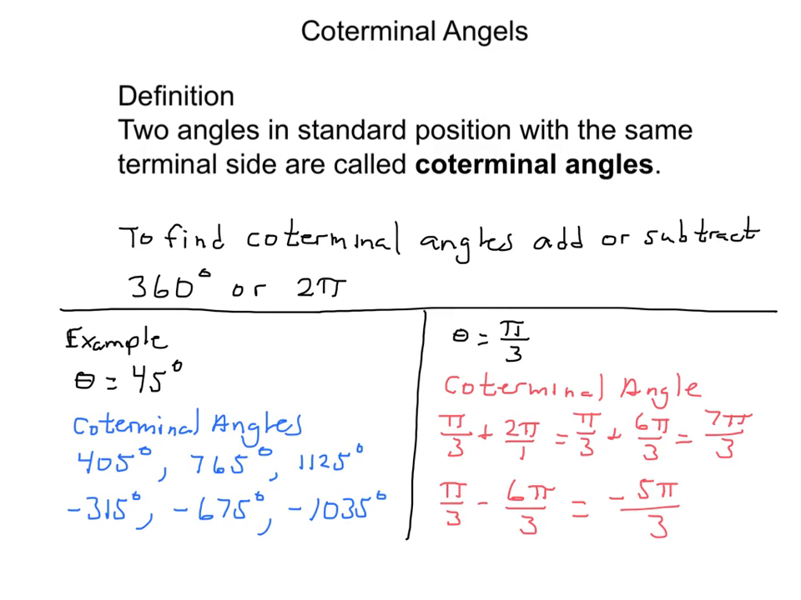And you have to be aware of which unit you're working with. If you're working with degrees, one revolution is 360 degrees. If you're working in radians, one revolution is 2 pi.